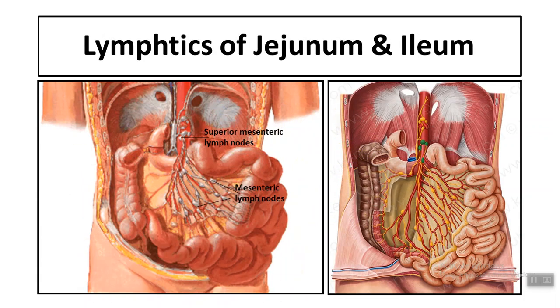The lymphatics of the jejunum and ileum: how the jejunum and ileum are drained by lymphatics. They will drain through a series of lymph nodes in the mesentery, called mesenteric lymph nodes, until they reach the main lymph nodes arranged around the superior mesenteric artery, which are called the superior mesenteric lymph nodes, around the origin of the superior mesenteric artery.